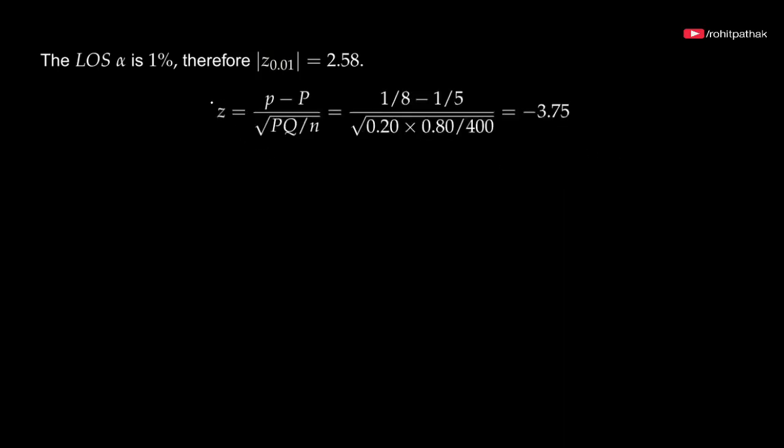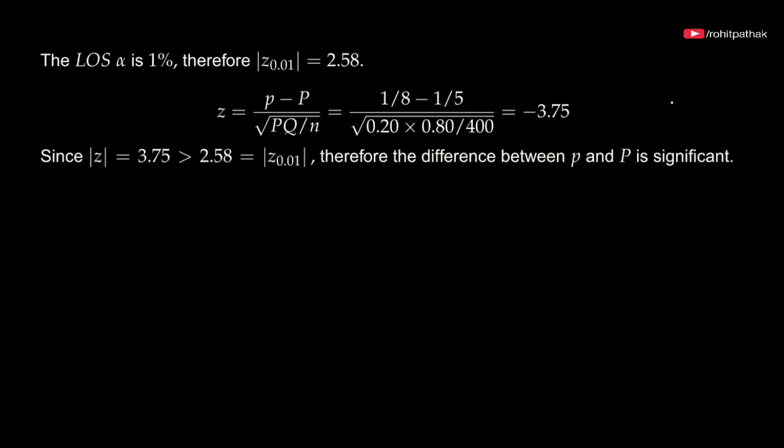That means the computed value of Z must fall in this acceptance region. So if we compute the value, we find that Z is 3.75. So if we look at this minus 3.75 and compare with these values 2.58 and minus 2.58, then we see that this minus 3.75 falls somewhere here. Therefore, H0 is rejected. That means the difference between sample proportion and the population proportion is significant, is not by chance. The sample was correct, but the hypothesis of 20% was wrong.